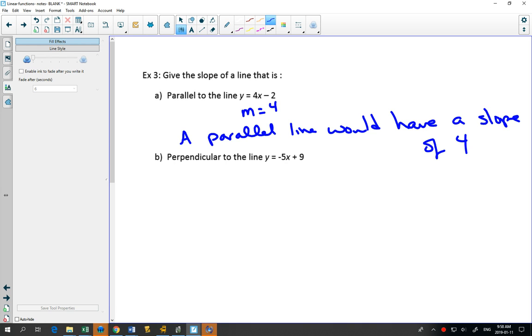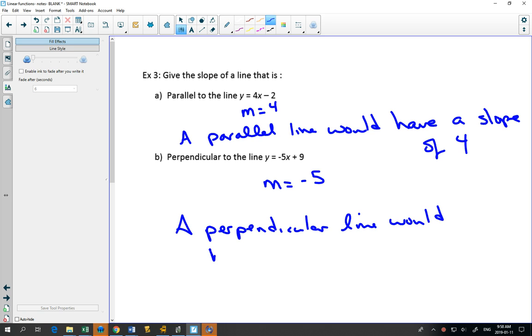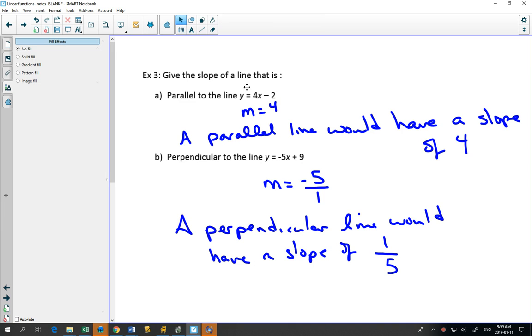If we look at our second one, it has a slope of -5. A perpendicular line would have a slope of, now sometimes what you might want to do, if you just have a slope that's an integer, like in this case, you can always write it as a fraction. I could write -5 as -5 over 1. So if I wanted to do the negative reciprocal, well, the reciprocal would be 1 over 5. Since this one's negative, the negative reciprocal would become positive. So a perpendicular line would have a slope of 1/5.